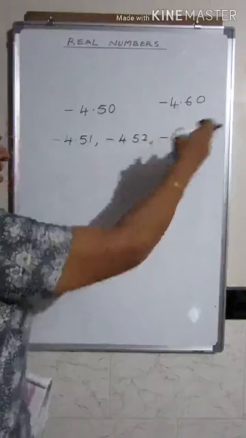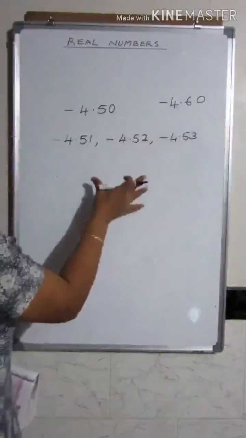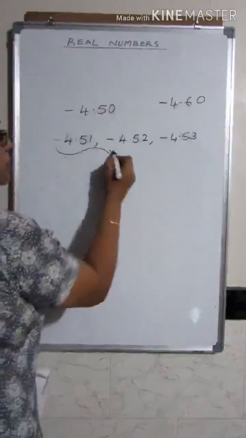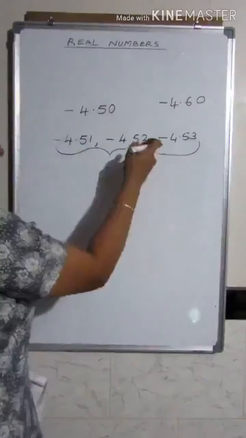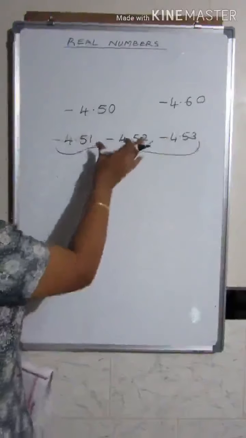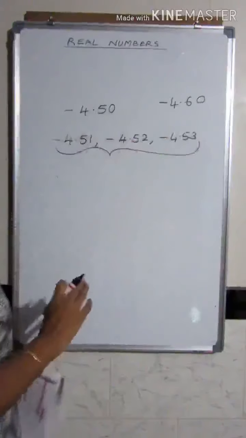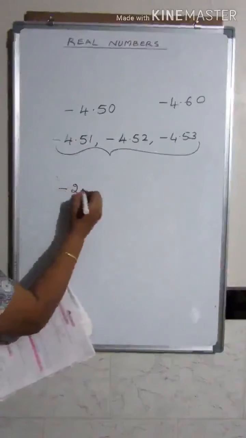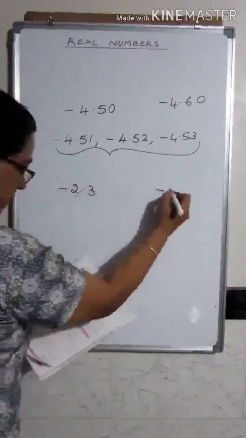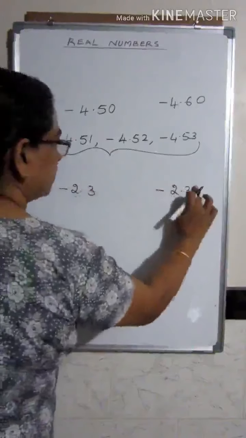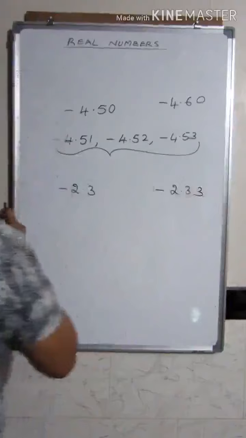You don't have to go on writing all the numbers, you only write 3 numbers lying between these 2 numbers. So these are the 3 numbers that lie between. Other than this you can write many other numbers. There are infinite numbers between these, but you only choose any 3 and write them. The next you have got minus 2.3 and minus 2.33. So now you have to write 3 rational numbers between them.